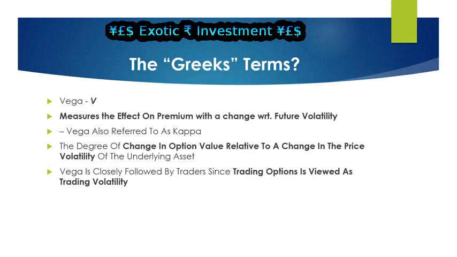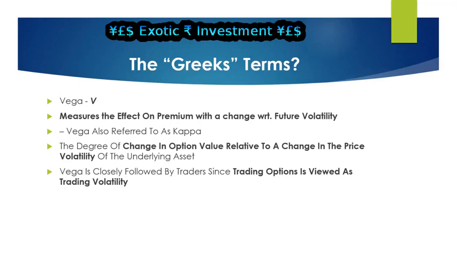Vega. What is Vega? It measures the effect on the premium with respect to a change in the future volatility. So the effect on the premium of the option with respect to a change in the future's volatility is the Vega. Vega is also referred to as kappa. The degree of change in option value relative to a change in the price volatility of an underlying asset is what is called Vega.